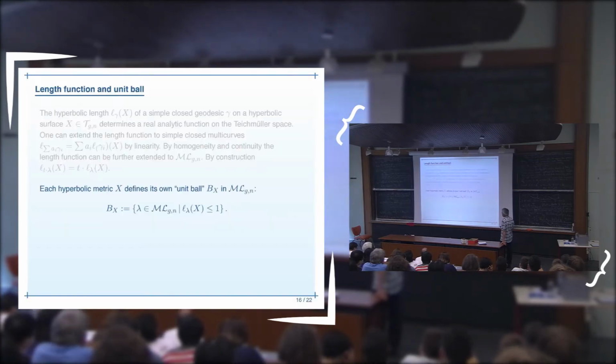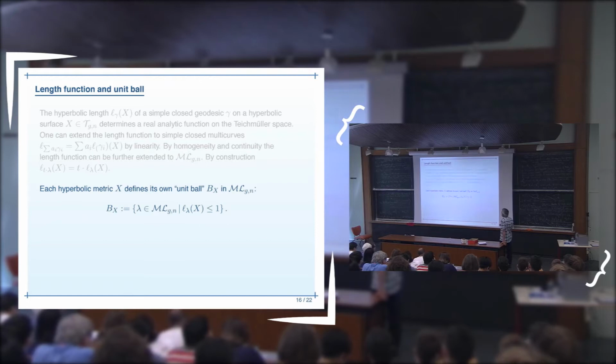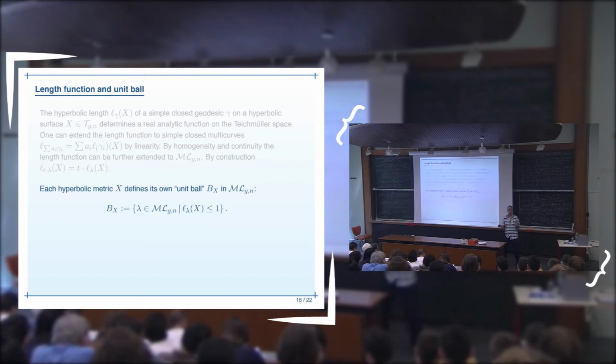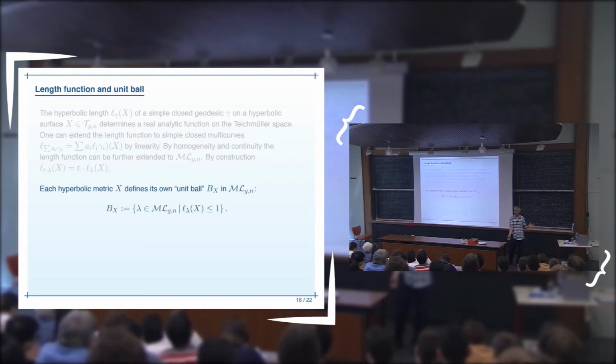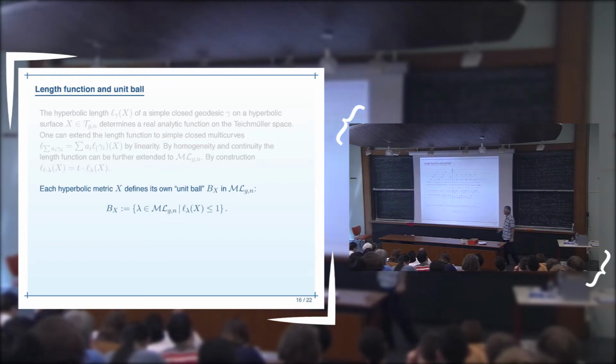So, following Thurston and Mirzakhani, for each hyperbolic metric x, let us consider a unit ball in the space ML_{g,n}. Namely, we consider all measured laminations which have length at most 1, measured in terms of the length function corresponding to the hyperbolic metric x. So every hyperbolic metric x defines its own strange unit ball in the space ML. When we change the metric x, this unit ball changes its shape.